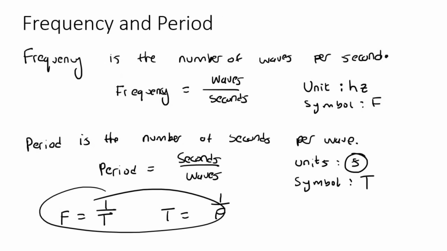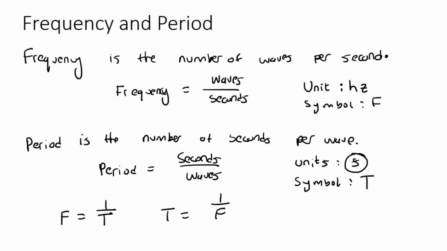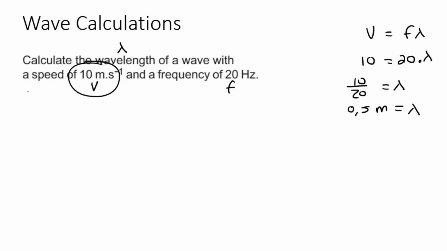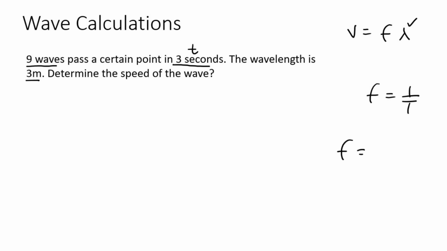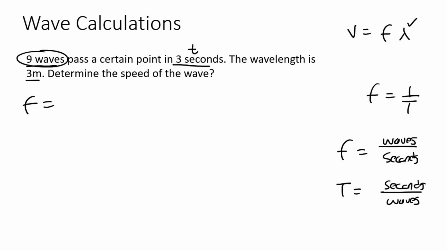Let's go back. We've also learned that frequency is the number of waves divided by seconds, and period is the number of seconds divided by waves. That's something you must remember. So we also know, once again, that frequency is the number of waves divided by number of seconds, and period is number of seconds divided by number of waves. So we can work out the frequency because we know the number of waves and we know the seconds, and so that's 3. Remember the units?